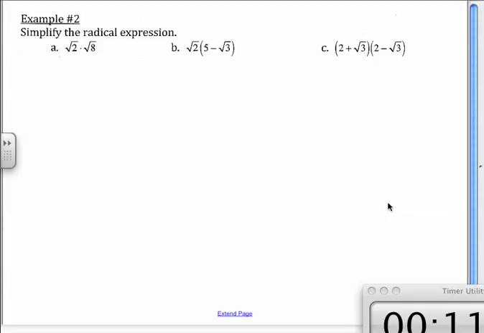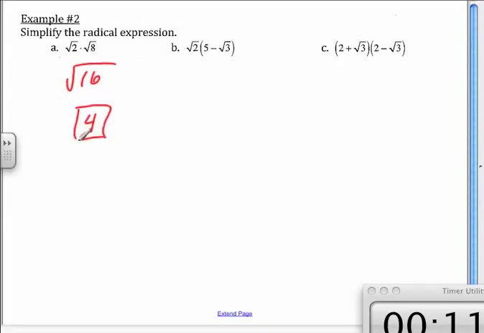Example number 2. We've got a few up here. It says simplify the radical. This first one's super easy. Root 2 times root 8. We know we can multiply radicals, so that's going to be root 16. And then, of course, I need to simplify that. The root of 16 is 4.